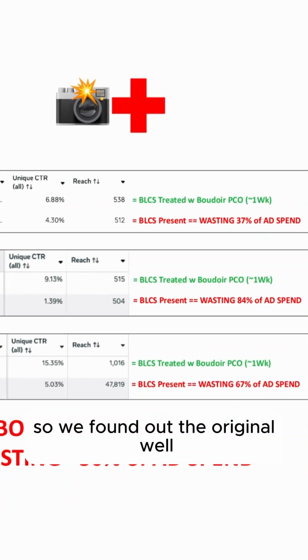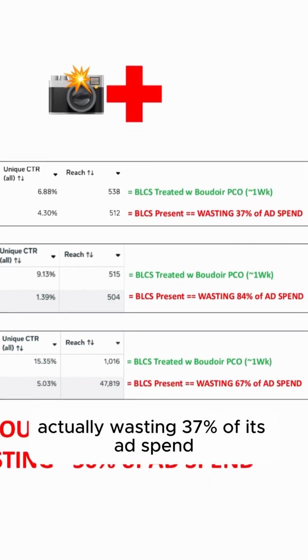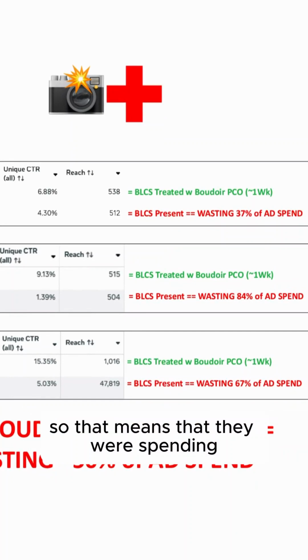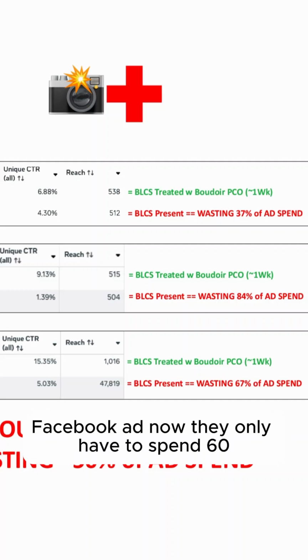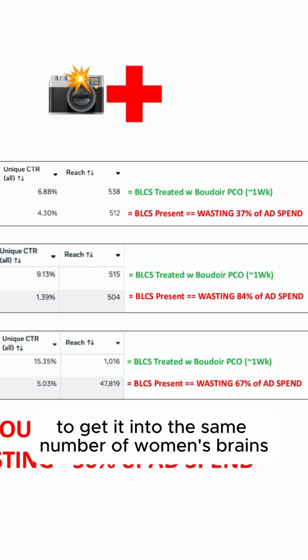So we discovered the original Boudoir Facebook ad was actually wasting 37% of the ad spend of what it could have been achieving. So that means if they were to spend 10 grand a month on the original Boudoir Facebook ad, now they only have to spend 6,300 bucks a month on the Boudoir Pico treated ad to get it into the same number of women's brains.